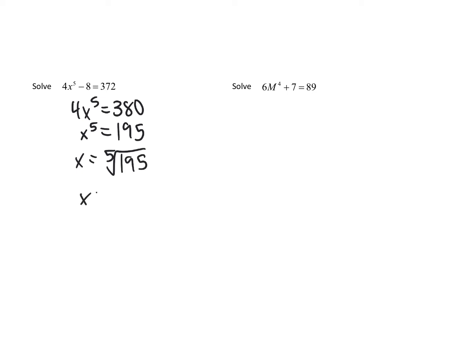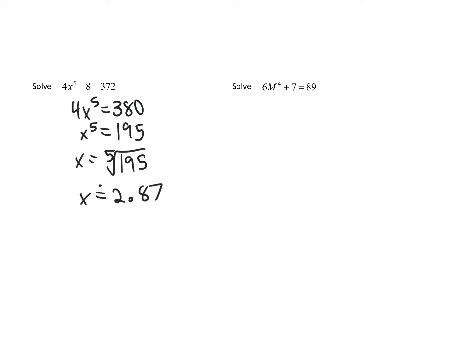Here's a couple more higher order ones. These ones we can just rearrange and solve for x. The first one, we add 8, giving us 380, divide by 4, which gives us 195, and then in order to get rid of the power of 5, we take the fifth root of 195. X ends up being approximately 2.87.